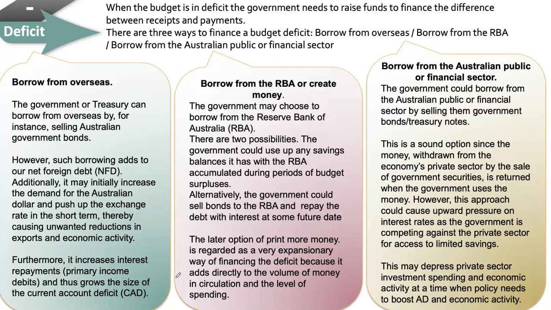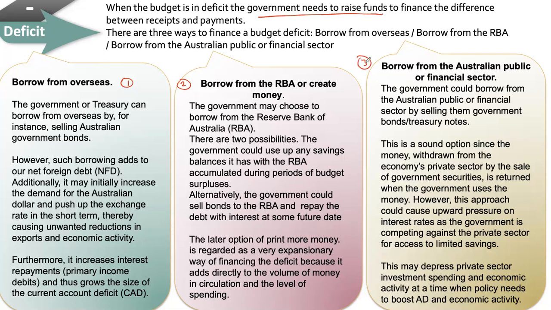Now, the important bit is, what does a government do? What are their actions? When a government is in deficit, the government needs to raise funds because they're spending more than they're receiving. So they need to get that money somewhere. Now, there's three ways a government can finance this deficit. They can borrow from overseas. They could borrow from the Reserve Bank of Australia or create money, and we combine them. Or they could borrow from the Australian public.